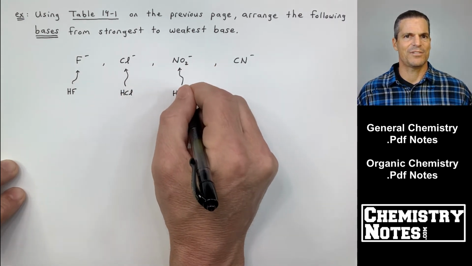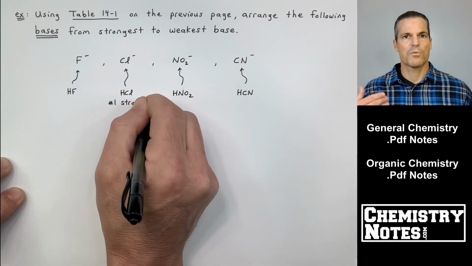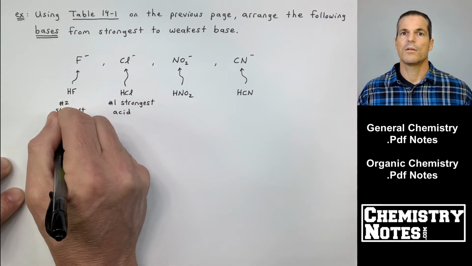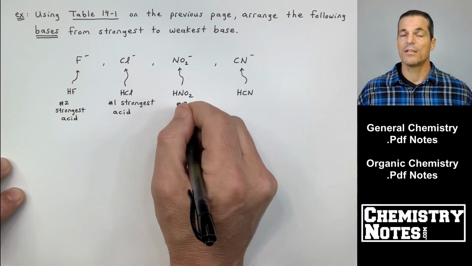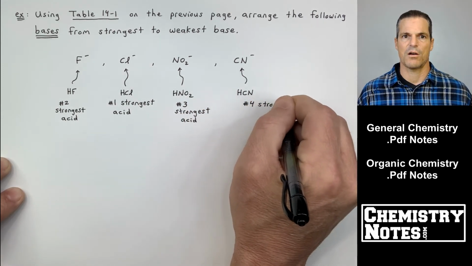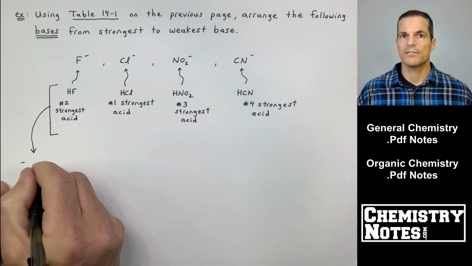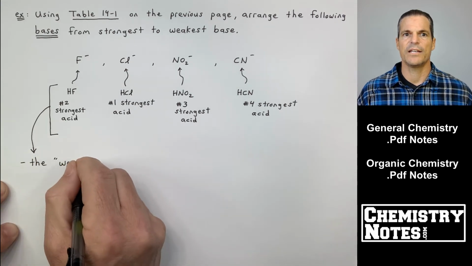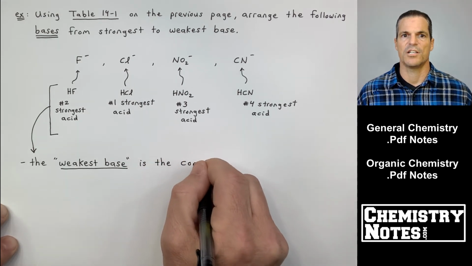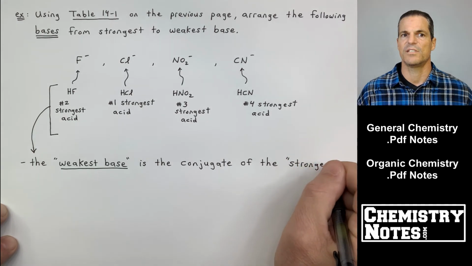Well, how can I use an acid strength table? Remember what I said? The strongest acids have the weakest conjugate base. The weakest acids will have the strongest conjugate base. So let's figure out what the conjugate acids are of all these guys. Underneath each squiggly arrow: F minus, conjugate acid is HF. Cl minus, the conjugate acid is HCl. NO2 minus, HNO2 is the conjugate acid. And HCN is the conjugate acid of CN minus.